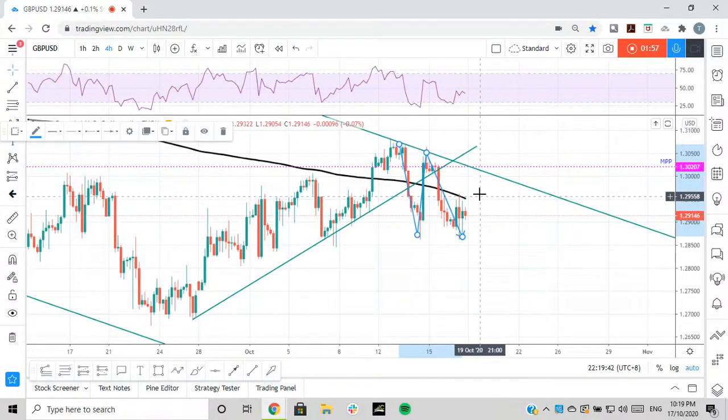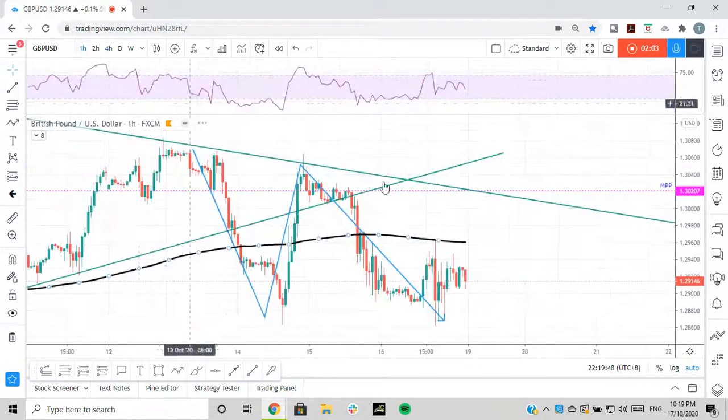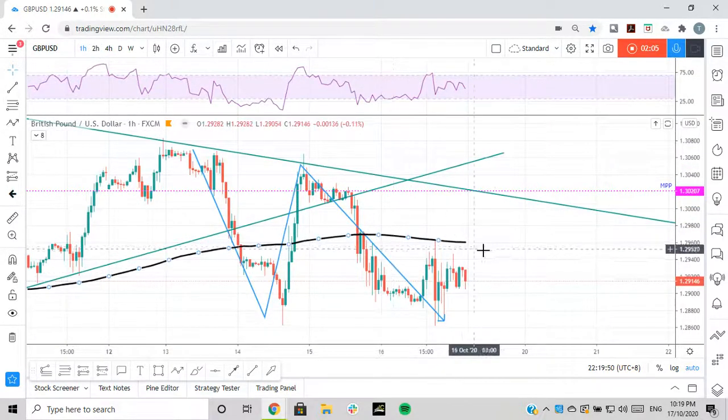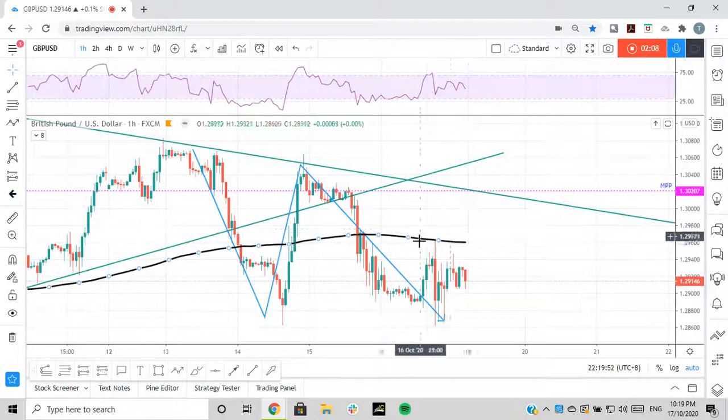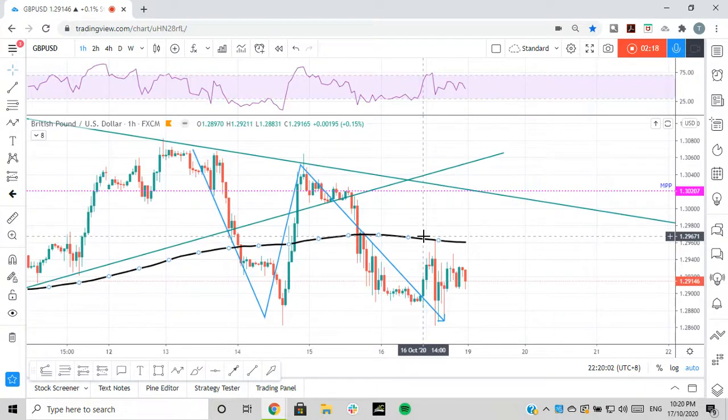Okay, and it's actually trading right now below the 200 MA. Okay, and for the past few hours on the Friday, this 200 MA has actually held very nicely. And if the price continues to hold below the 200 MA, we should be expecting the downside for pound USD very soon.